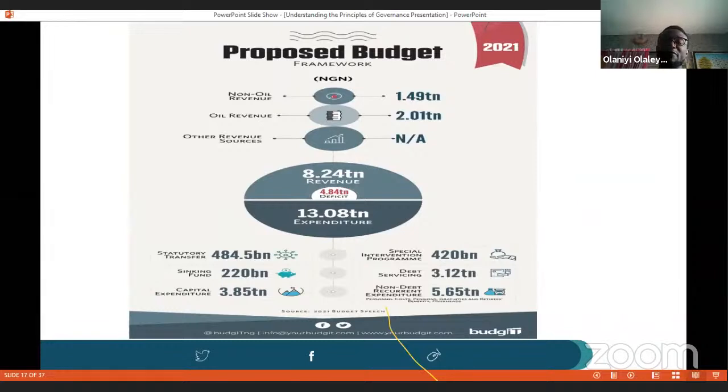You say electricity tariff increased. How much was I paying for NEPA bill before? I was paying 2,000 in a month. Now I'm paying 5,000. But in your mind, 500 naira on it is small. Let's say 500 naira on over 100 million Nigerians. So that is the problem we are having.